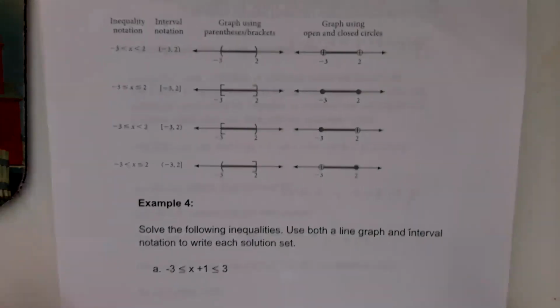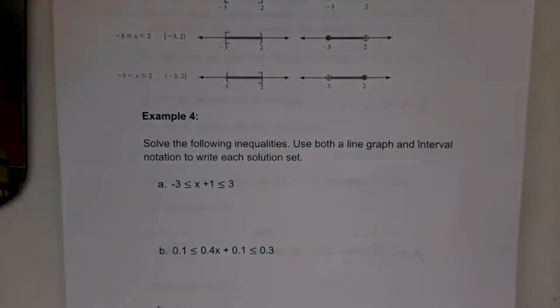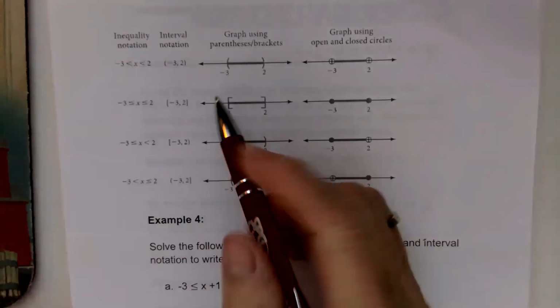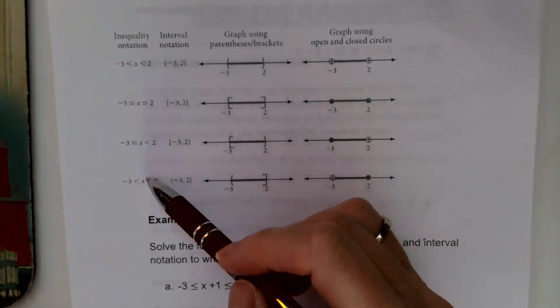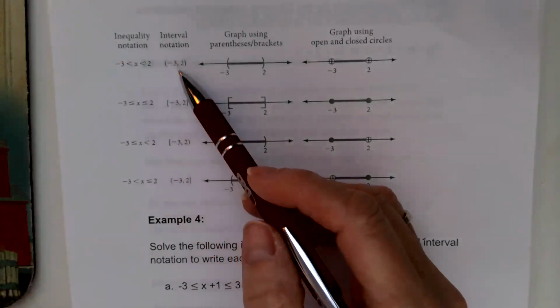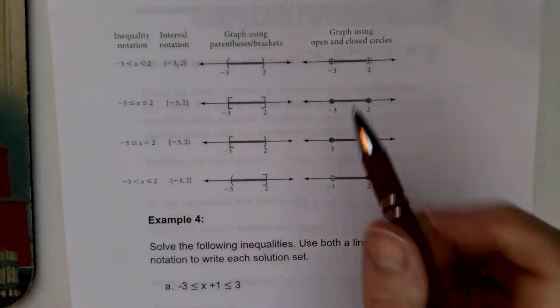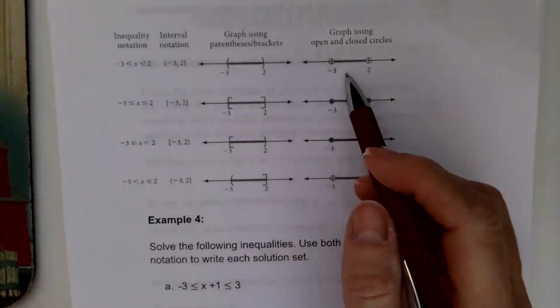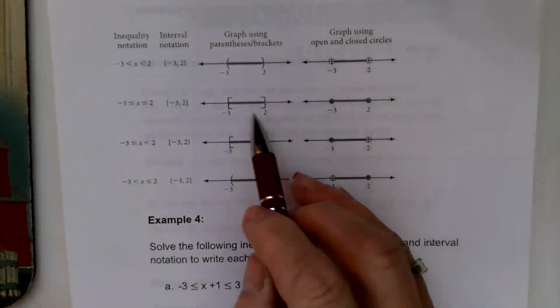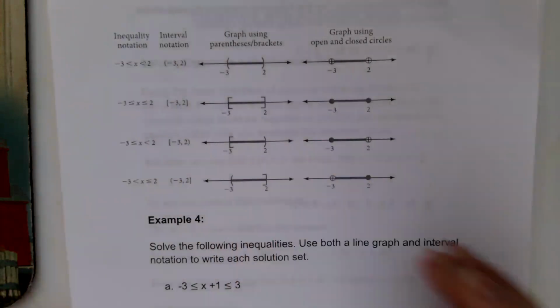Okay, so let's take what we've learned and solve some inequalities and graphing. So we've got our inequality notation here in symbols, our interval notation here in symbols, and then graphing with our brackets and our circles. So you can either use brackets or circles when you graph on the number line.